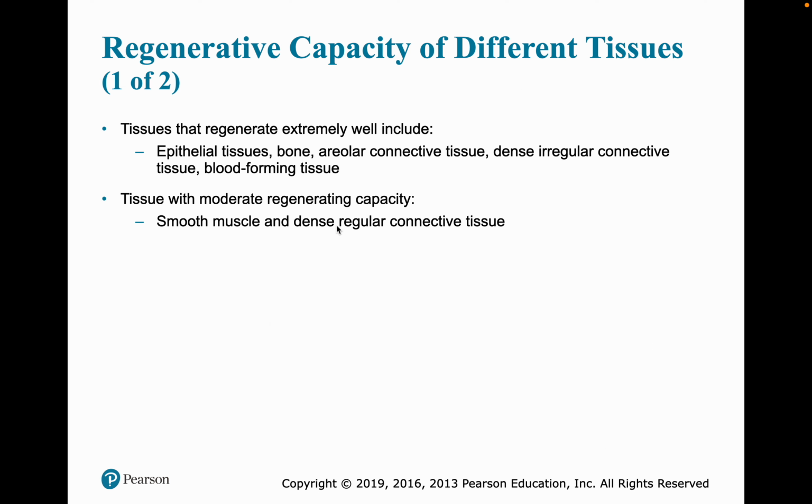So the regenerative capacities of different tissues are different. Some of the ones that regenerate extremely well would include epithelial tissue, bone tissue, areolar connective tissue, dense regular connective tissue, and blood-forming tissue. There are others that can do some regeneration. They are not as easy, and not as quick as those above. But smooth muscle and dense irregular connective tissue can regenerate to some extent.